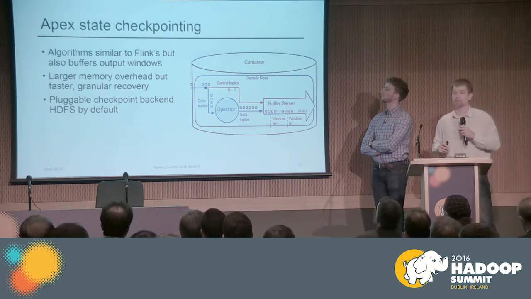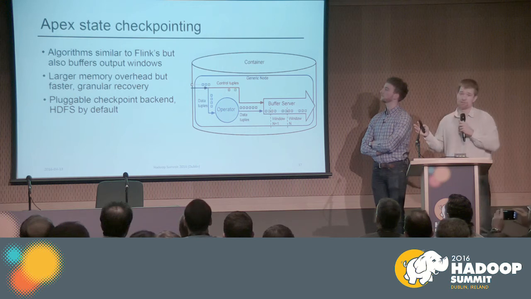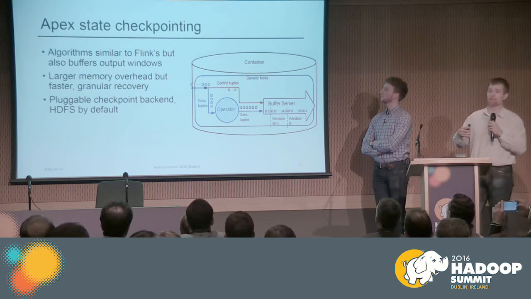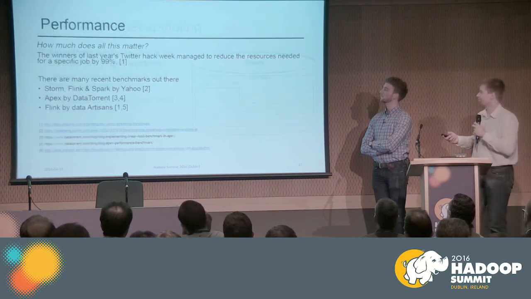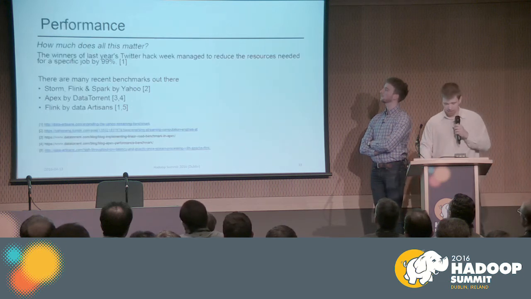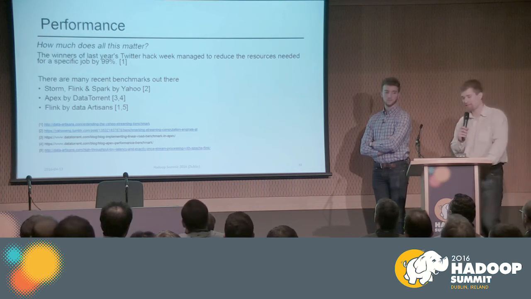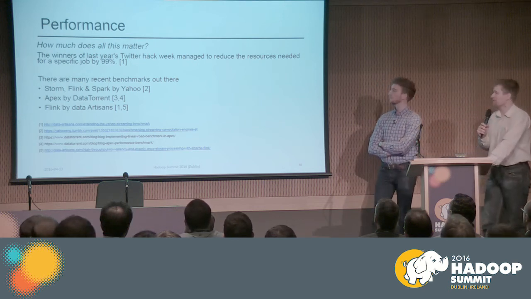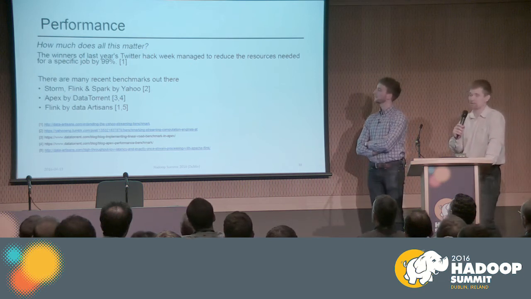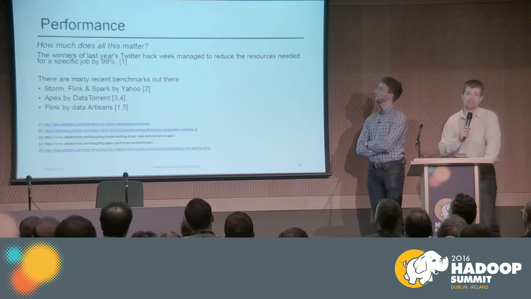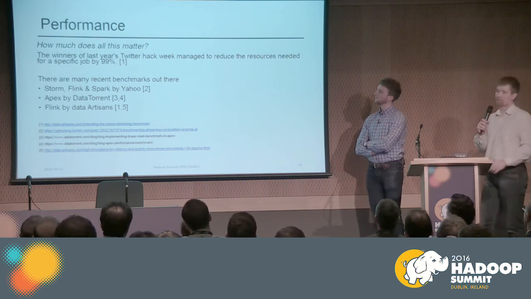Apex also comes with a checkpointing algorithm, which is quite similar to Flink's solution, but it actually checkpoints more, so it is faster in the recovery. So usually people want to see numbers in talks like this, and we felt that we might not be the best choice to actually put them out here, because there are plenty of benchmarks out there. So we gave a couple of references here.